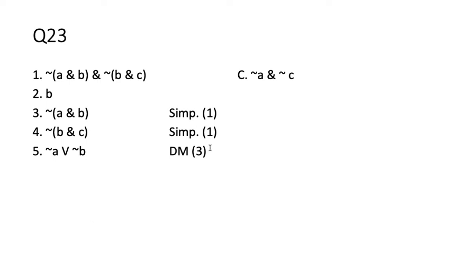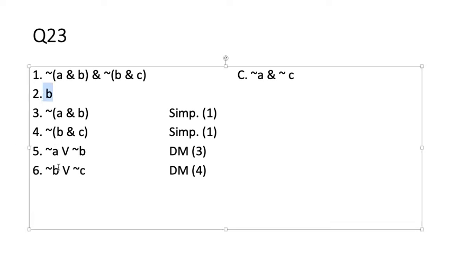I'm going to do De Morgan's on line 3, turn that negated conjunction into a disjunction. Let's do that again, do the same thing on line 4, turn the negated conjunction into a disjunction. Okay, and this is nice because look at what I have on line 2. I have B. Here I have not B or not C. Remember, B is exactly the same as not not B. So I have on line 2 a negation of the left disjunct on line 6. So I can do disjunctive syllogism.